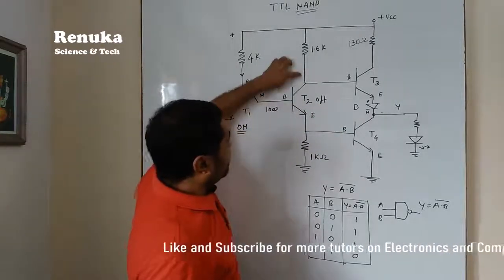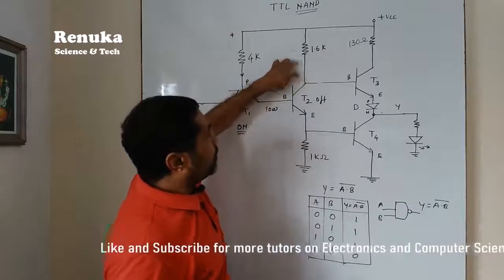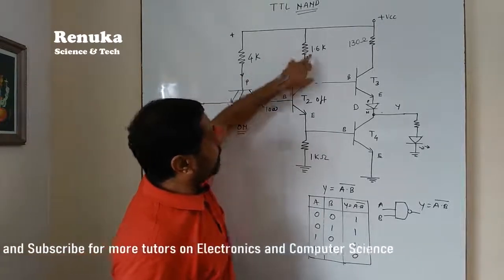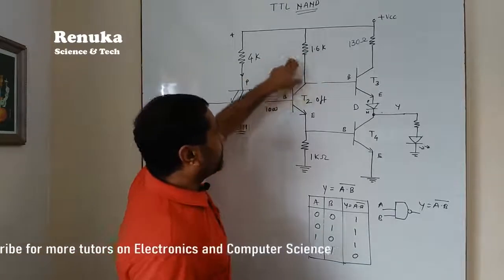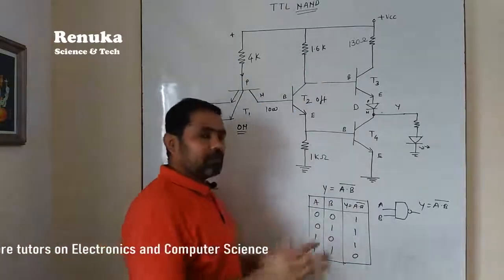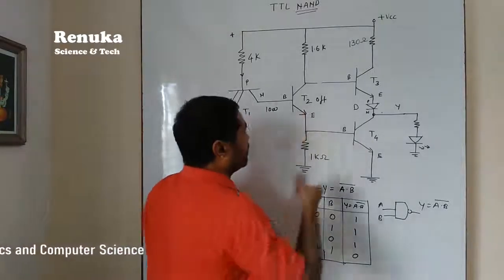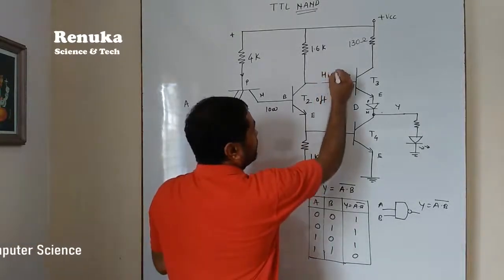So all the current will be saturated here. So there will be a voltage drop created across the 1.6 kilo ohm, and this will create high voltage. That means the voltage is more than 0.7 volt. So that is why we will call it a high voltage. So here the voltage will be high.